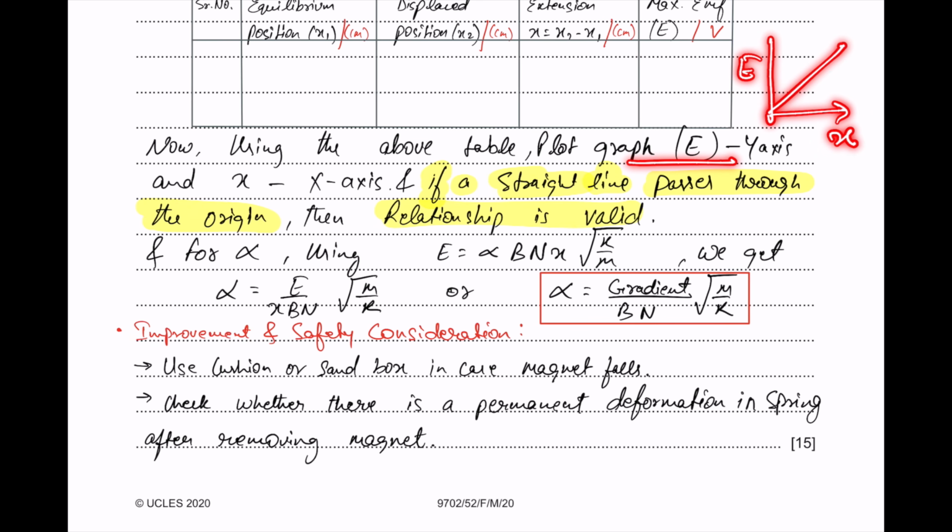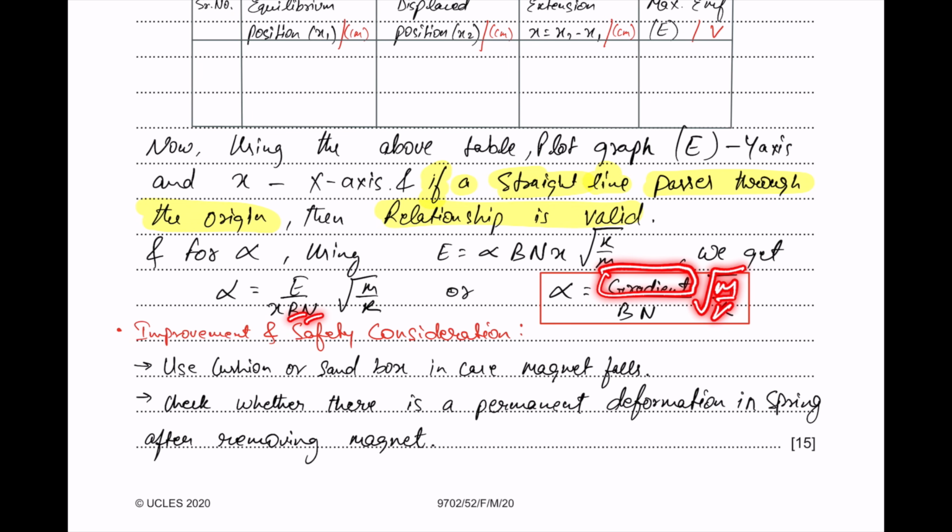So the gradient of this graph will be E by X. So I have replaced E by X in terms of gradient upon B and into under root M by K. So these all are my control variables. I can put the values of the control variables, and by the graph I can put the value of the gradient in order to determine the value of alpha.